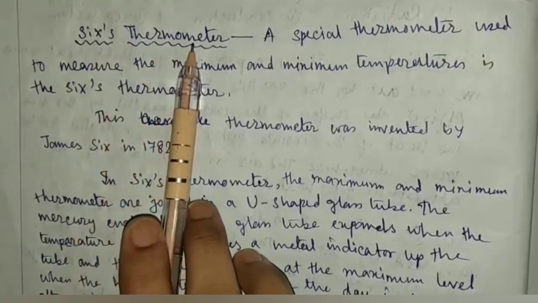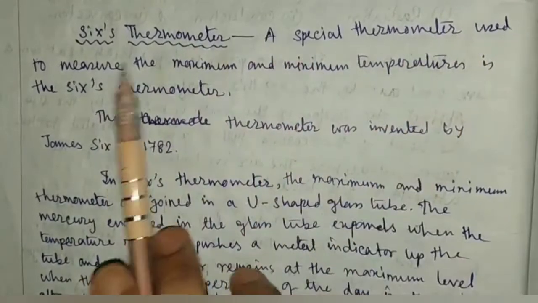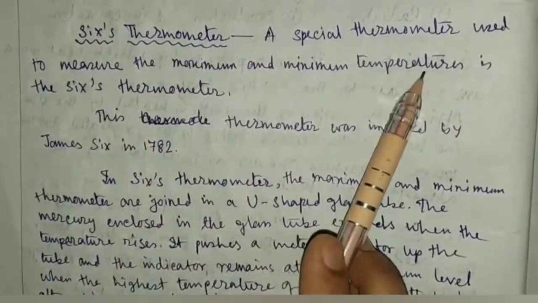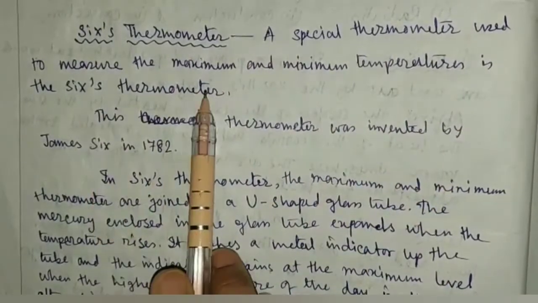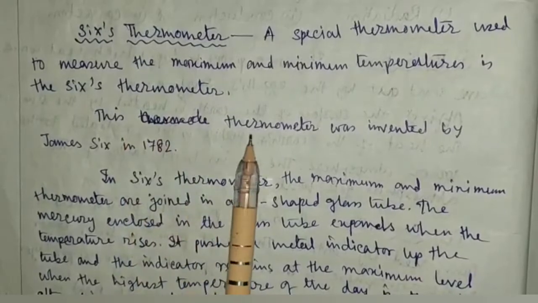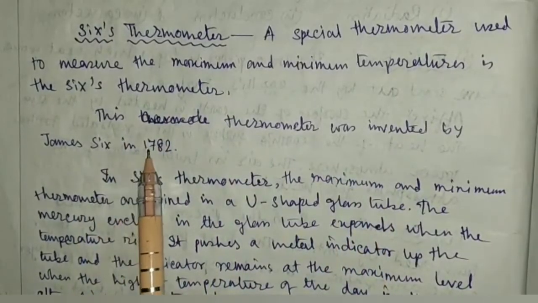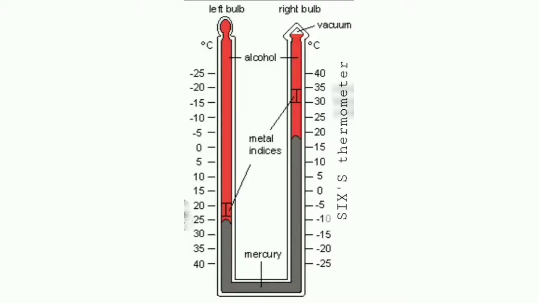Six's thermometer. A special thermometer used to measure the maximum and minimum temperature is the Six's thermometer. This is the thermometer which was invented by James Six in 1782.